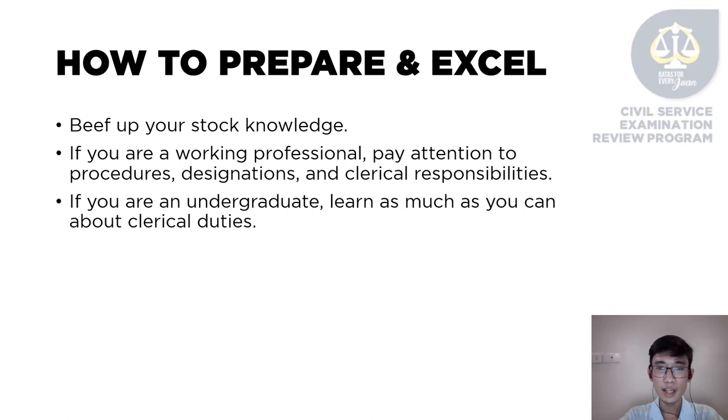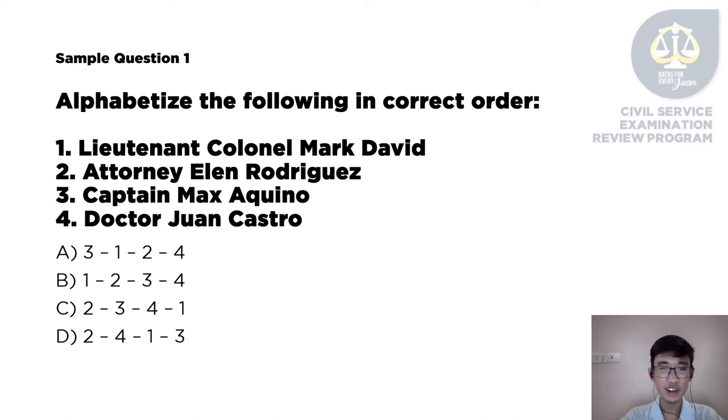Okay, so let's quickly get on to a sample question, because this module is fairly easy, it's quite easy. We're going to see how these problems show themselves in the civil service examination. So, the first question here is alphabetizing. I'm sure you know what alphabetizing means. It basically means you are putting these files or names or documents that have labels in order.